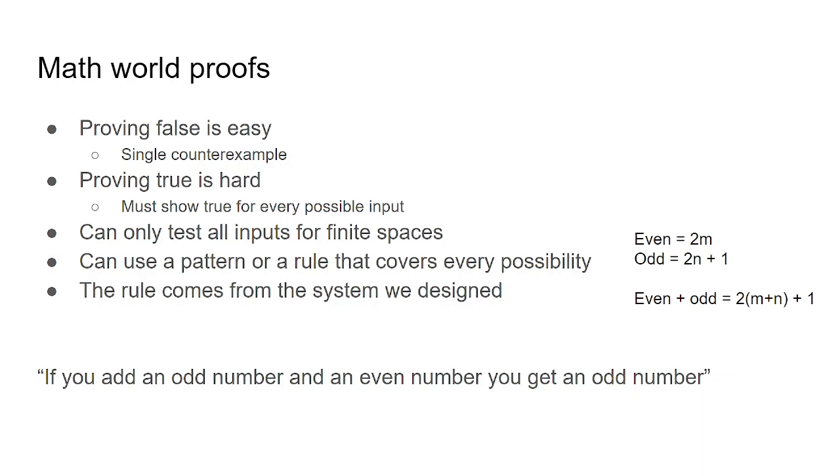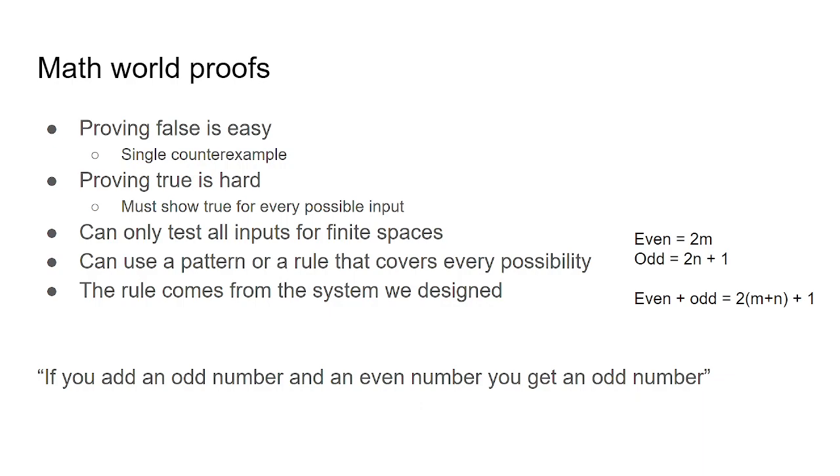And then if we use that rule, we can say when you add them together, you get 2 times something that adds up to be an integer, plus 1. And that's, by our definition, an odd number. So now we've proven for every single possible even number and every single possible odd number using this rule, we get something that's an odd number using the same rule.